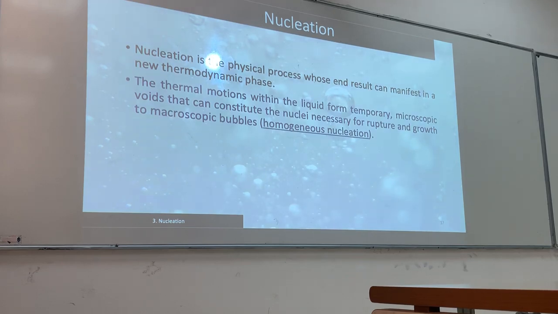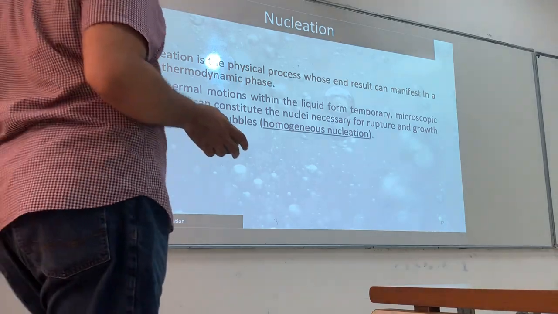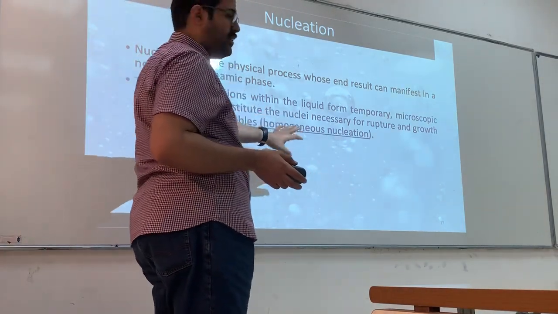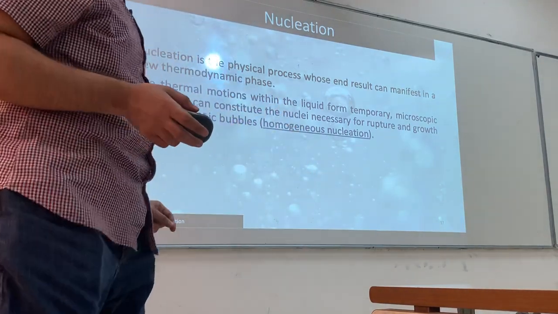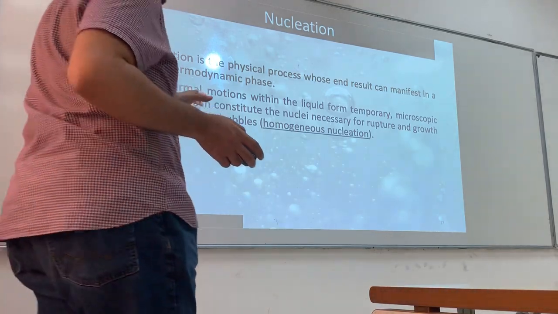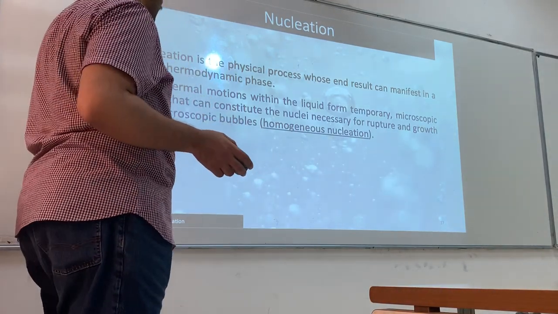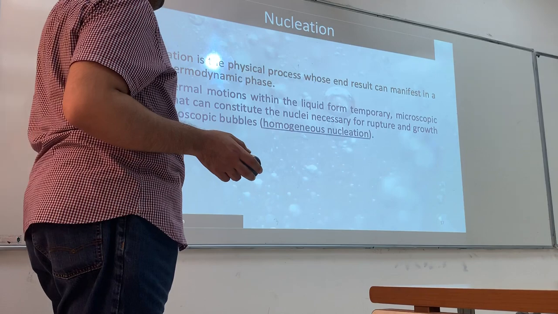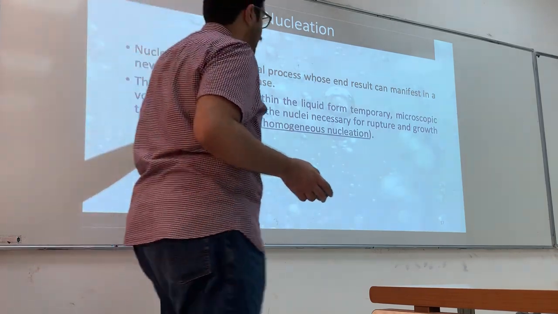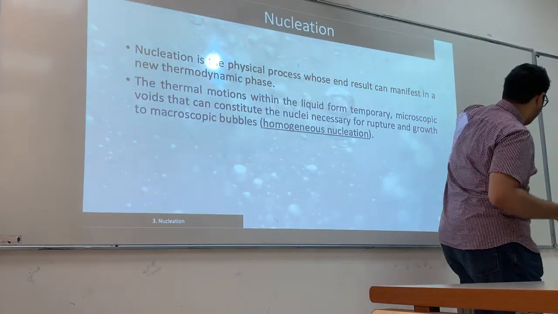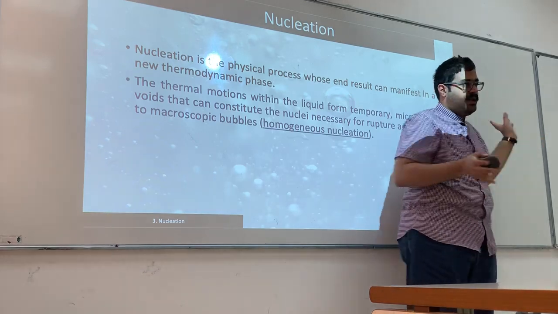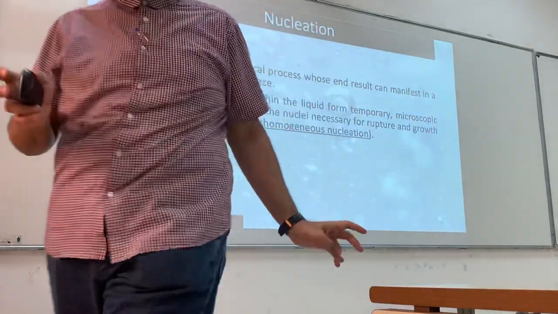The thermal motions within the liquid form temporary microscopic voids that can constitute the nuclei necessary for rupture and growth to macroscopic bubbles. So we look at two things, homogeneous nucleation and heterogeneous nucleation. Homogeneous is something that happens when, for example, okay, we have a liquid and then there's a rupture. So there's a splitting in the liquid and a bubble exists there.